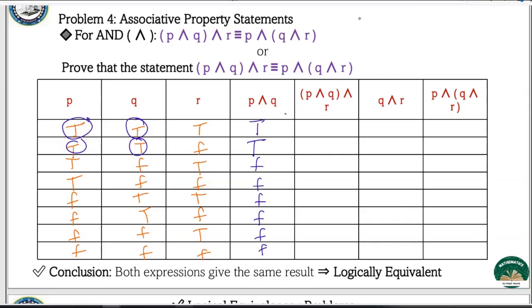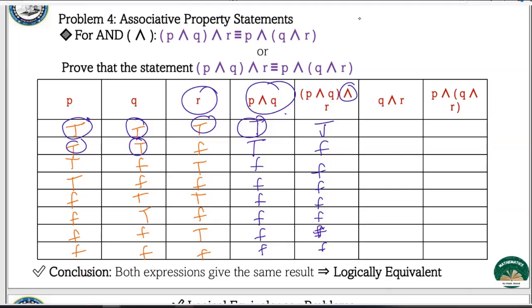Then it is P and Q and R. So we will be checking for this and this line. We have to check for and only. So we'll just see T and T, it is T. Then we don't have it anywhere else as T. So the remaining will all be false. So yeah, this is false.